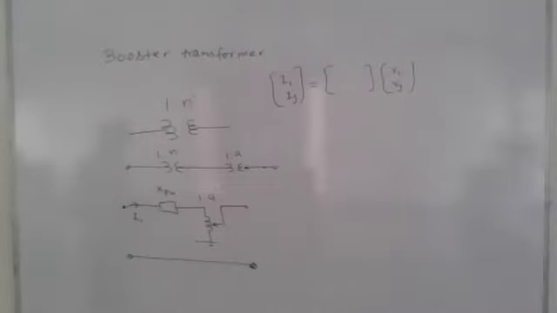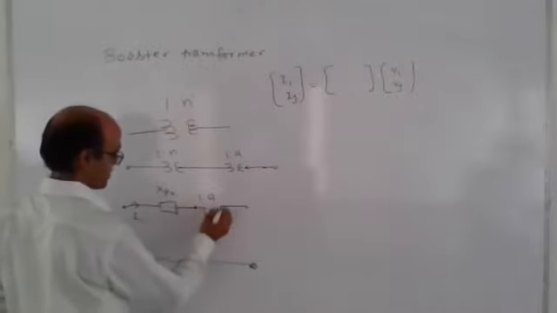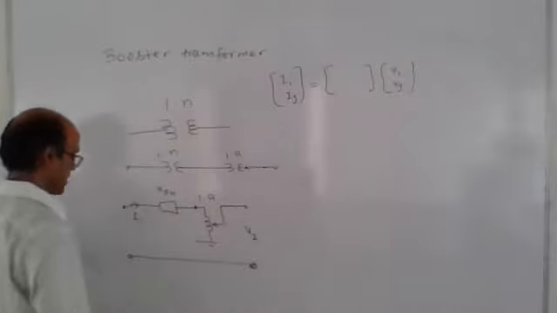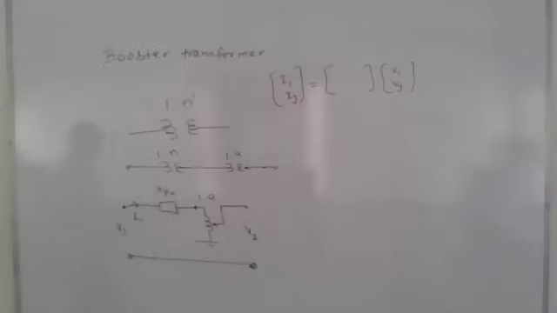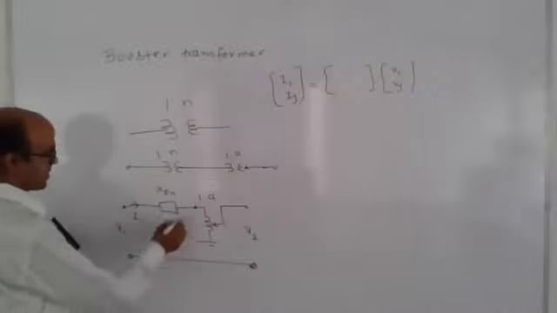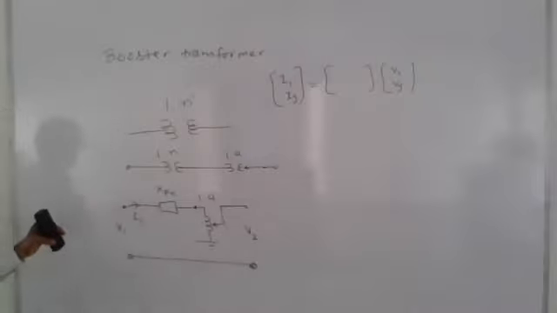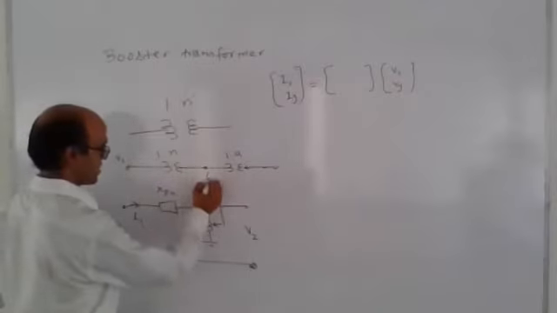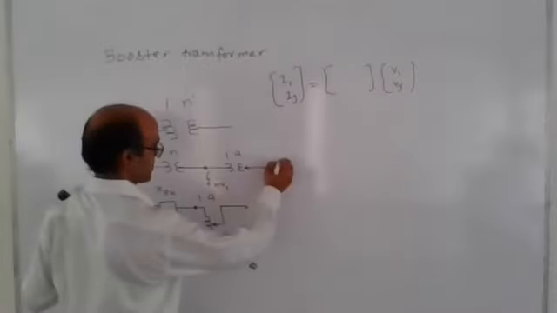To find these parameters, we want to find the voltage of this terminal. And we know the terminal of this is V2. So this is V1. So what is the voltage of this terminal? This terminal will have voltage V1. Then what is the voltage of this terminal? N times V1. And this is V2.